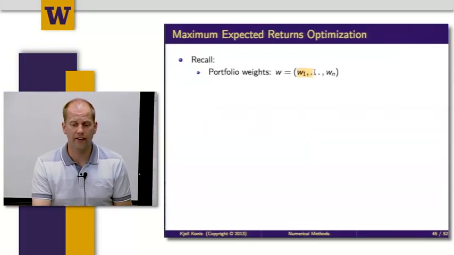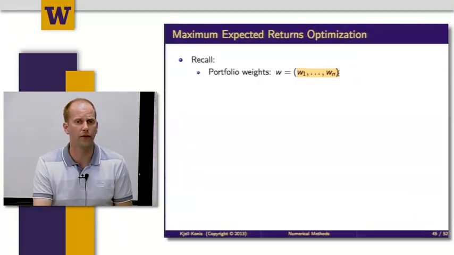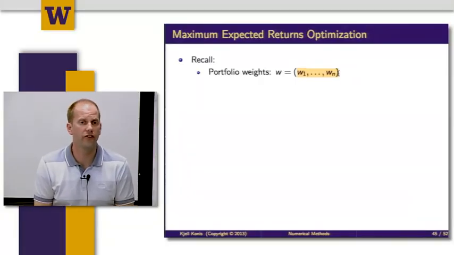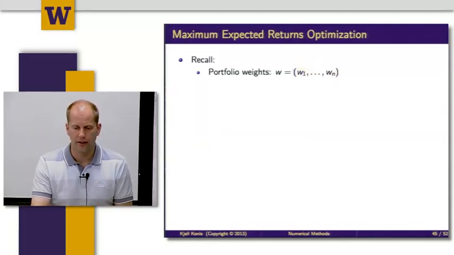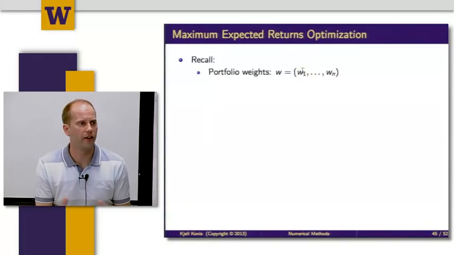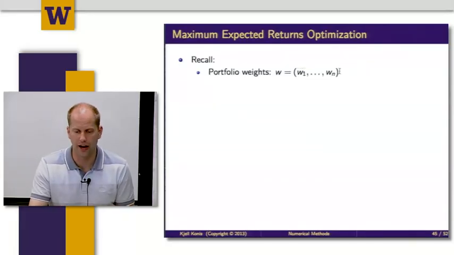And there's a constraint on this vector W that the sum of the elements has to be equal to 1. So I have one chunk of money that I'm going to use to buy my portfolio, and the sum of all the pieces I put together to make that portfolio will end up equaling that 1.